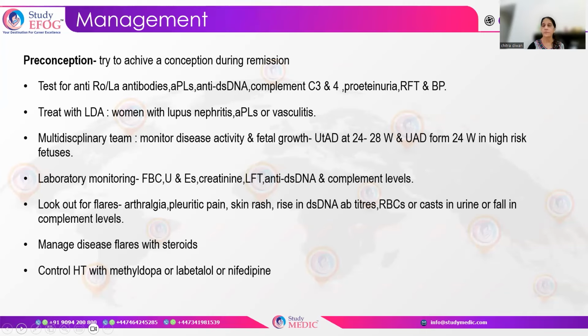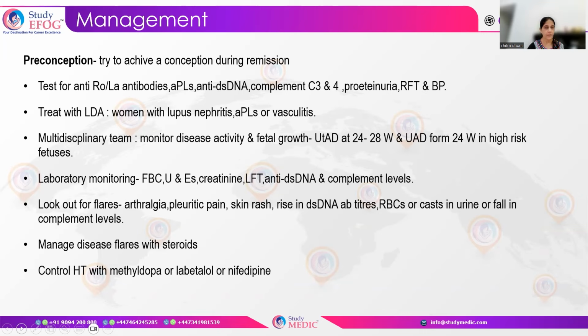The lab features that have to be done frequently are a full blood count to look out for hemolysis, U&Es, that is urea and electrolytes, creatinine to know the renal function, liver function tests, anti-dsDNA and complement levels to know whether this is an SLE flare. Now, how do you look out for flares? So look out for arthralgia, pleuritic pain, skin rash, a rise in dsDNA antibody titers, or if there's presence of RBCs or casts in the urine, or a fall in complement levels.